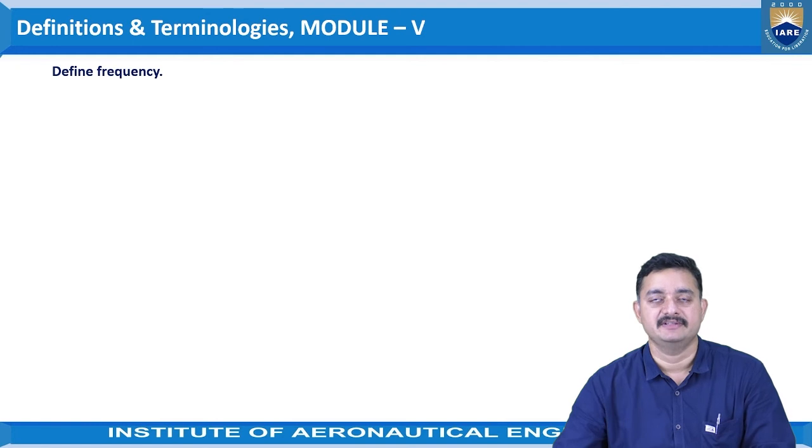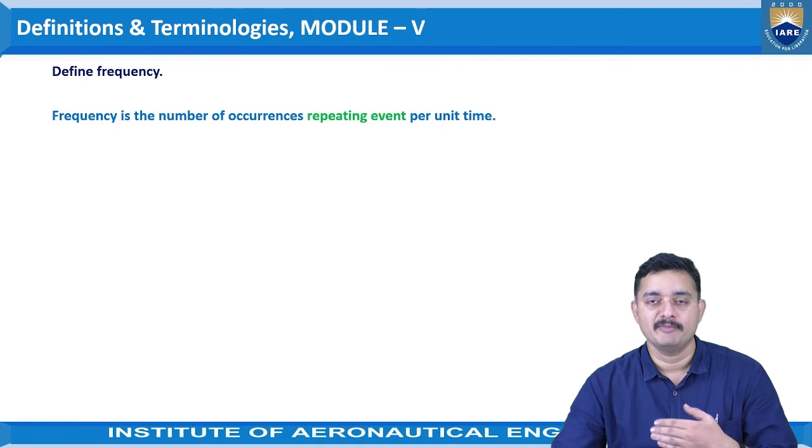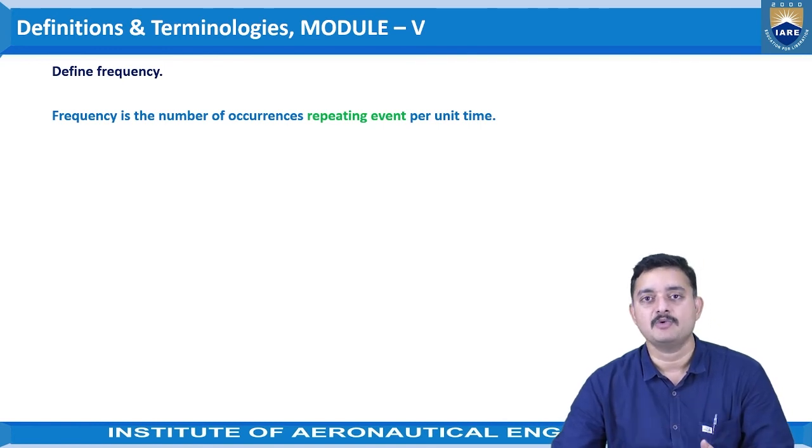Next, define frequency. Frequency is the number of occurrences of a repeating event per unit time. So, the number of occurrences of the repeating event, that means the to and fro motion continuously happening per minute or per unit time, is considered as the frequency. So, whatever oscillations are happening in a system for an object, if we count those oscillations per unit time, then it is termed as the frequency. And frequency is denoted with the letter f or eta.